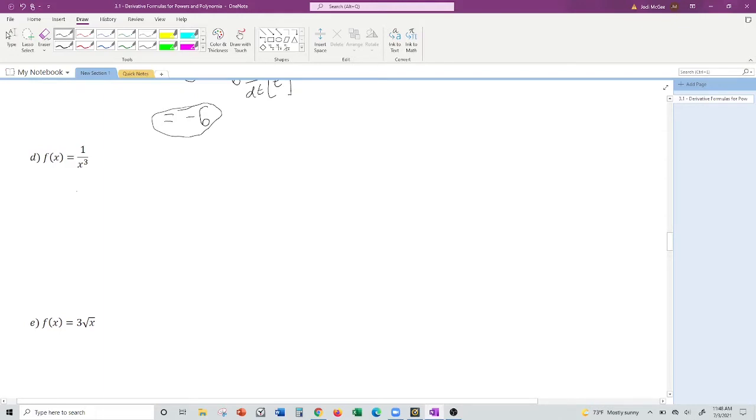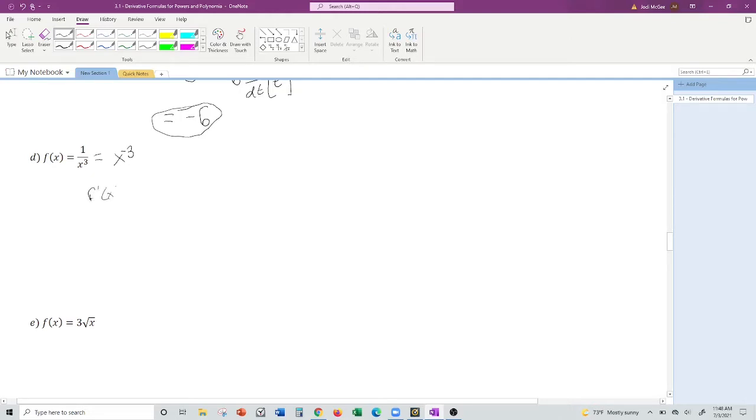Now let's look at the derivative of 1 over x cubed. Well, first, we don't know how to handle any fractions yet. We didn't talk about any kind of division rule or anything like that. So how can we rewrite this to use the only rule that we've learned so far, the power rule? Well, we can bring the x cubed up to the numerator, and all we have to do is negate the exponent. All right, so 1 over x cubed is the same thing as x to the negative 3. So now we can use the power rule.